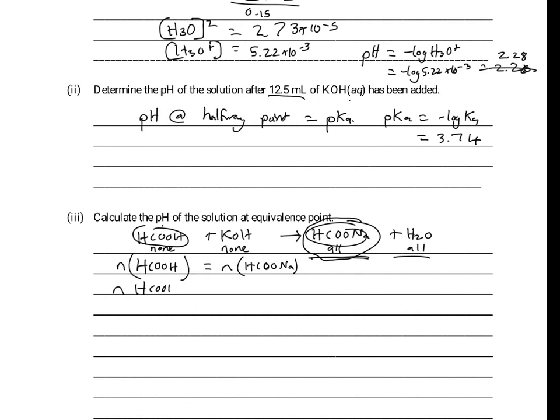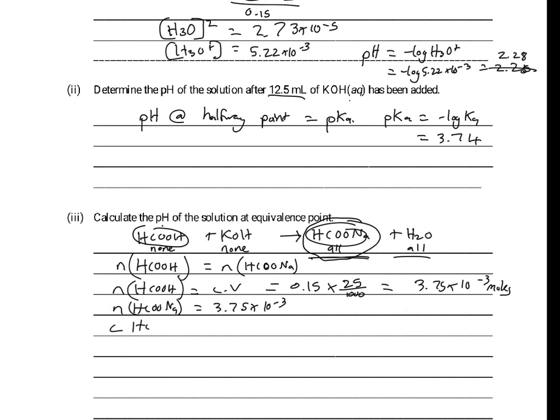So to work out the number of moles of methanoic acid, it's concentration times volume. Concentration, you're told in the question, is 0.15. The volume you're told is 25 mils. So convert that into litres, divide by 1,000, and that gives you this many moles. And because we know the number of moles of methanoic acid is equal to the number of moles of methanoate, the number of moles of this is also 3.75 times 10 to the minus 3.